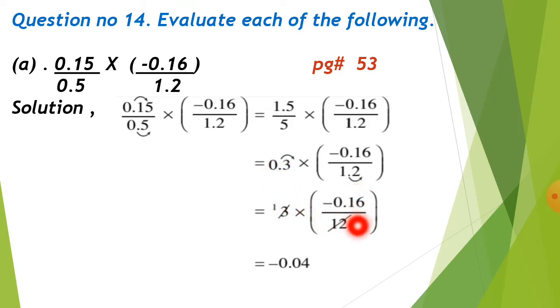Now we are going to divide these both numbers. Minus 0.16 is going to be divided by 4. That will be minus 0.04. You can check your answer by the calculator as well.